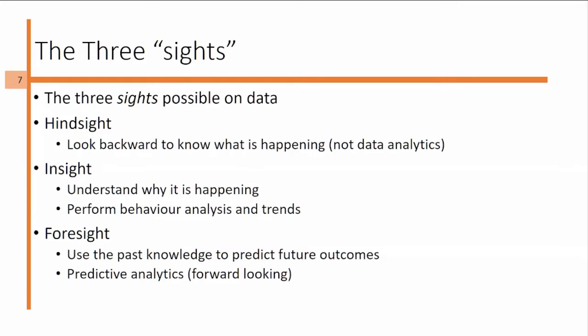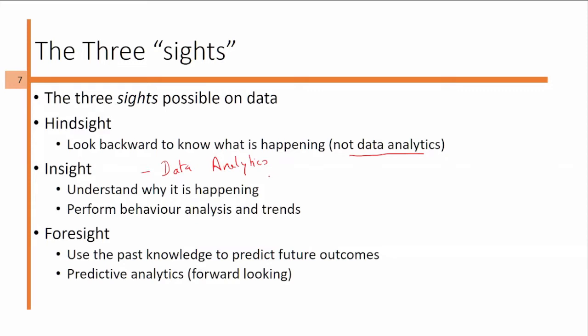Now, if we look at predictive modeling, I call it the 3 sides which are possible on data. One is hindsight. Hindsight means you look backward to know what is happening. So this is not data analytics, you just look backward to say what is happening. Insight, this is data analytics. We try to understand what is happening.